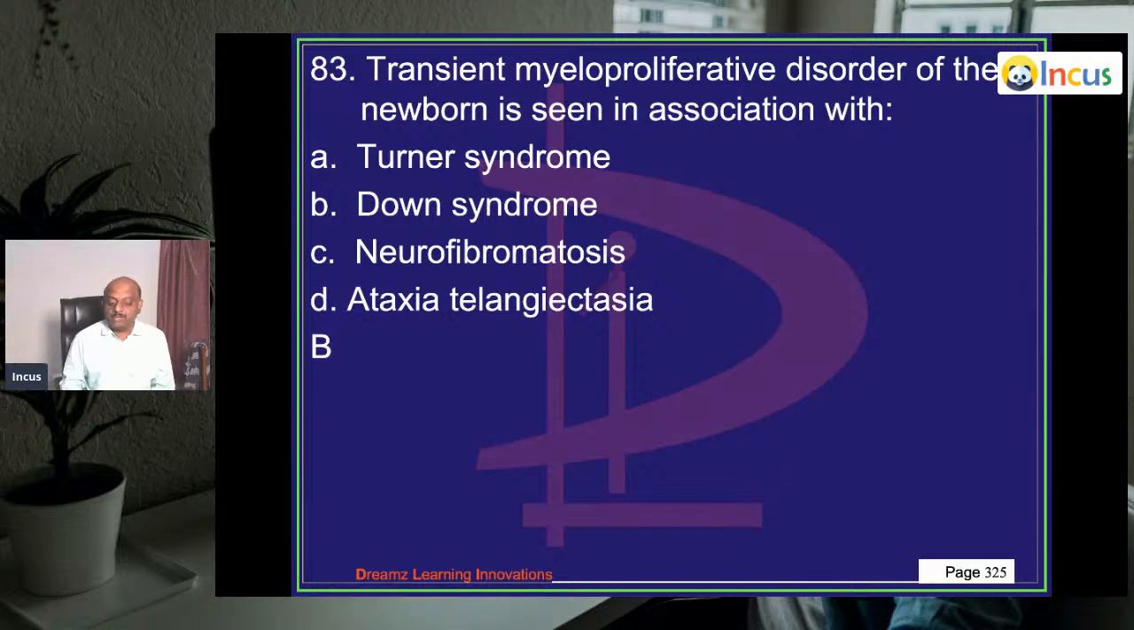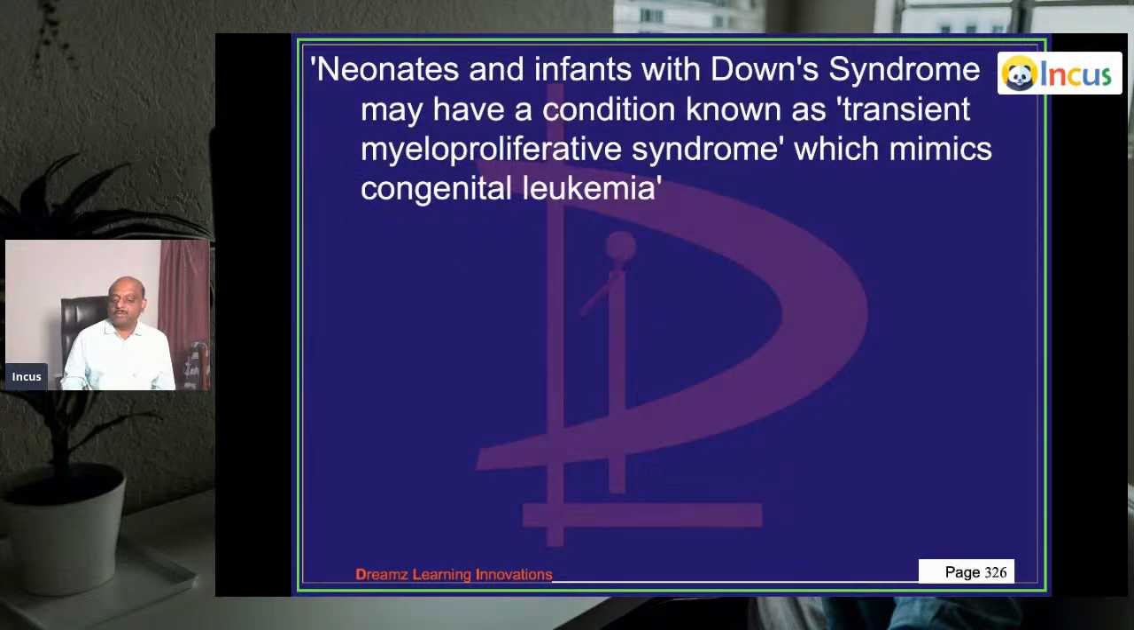Transient myeloproliferative disorder is a feature of Down syndrome. Neonates with Down syndrome have a great chance of developing myeloid leukemia.